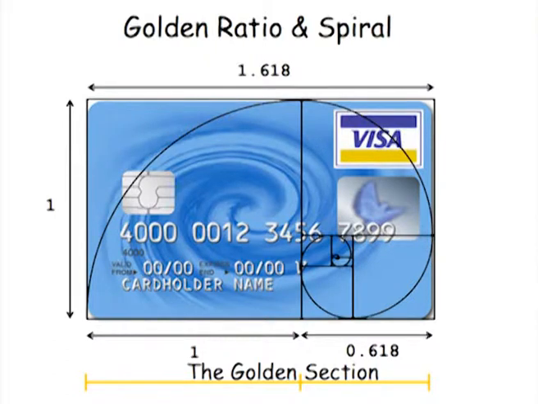You get a square, or you get a rectangle. It's the same rectangle that's in your credit card. And if you cut it up into different sections, then you can draw a spiral from it.